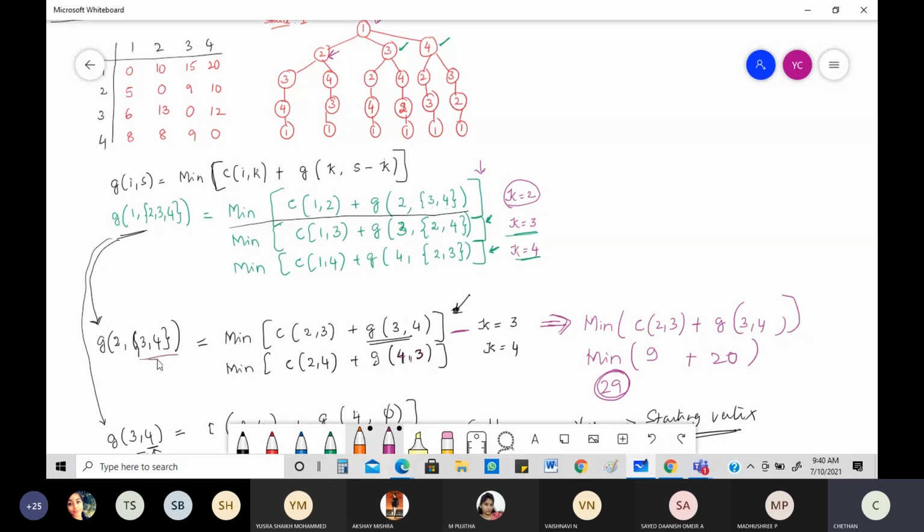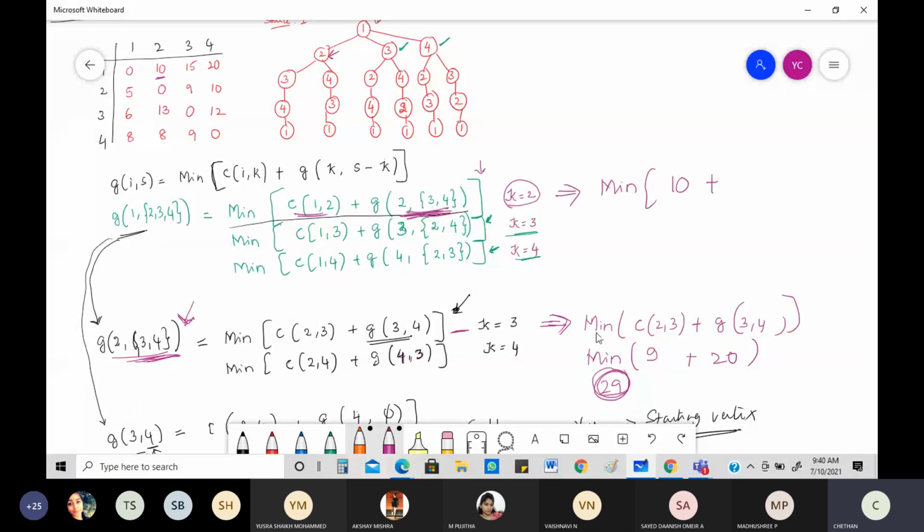What is this equation? G of 2, 3, 4. Okay, I got equal to what? 29. Where should I apply this? I have to apply this in this equation. Check here. So if I apply that value right here, what is going to happen? Minimum of what is 1, 2? Again, check 1, 2. 1, 2 is nothing but equal to 10. So I'm going to write that 10. This one 10 plus G of 2, 3, 4. You got the value here. What is the value you get?